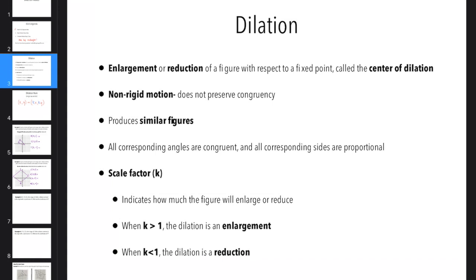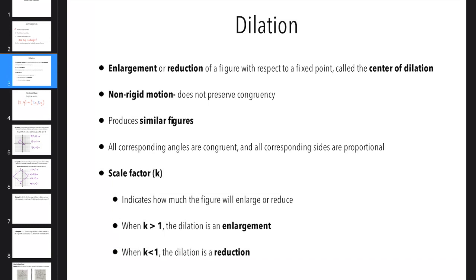Dilation is different from the other transformations we have looked at. A dilation is a non-rigid motion, meaning that congruency is not preserved. All parts are not the same, they're not congruent, because we're changing in size. However, though they are not congruent, dilation images and pre-images are similar figures, meaning they have corresponding sides that are proportional, and our angles are congruent. So the only thing that's different is that our sides are not congruent, they're proportional.